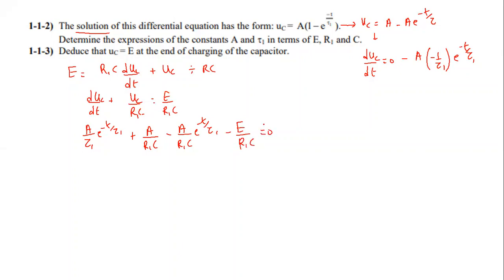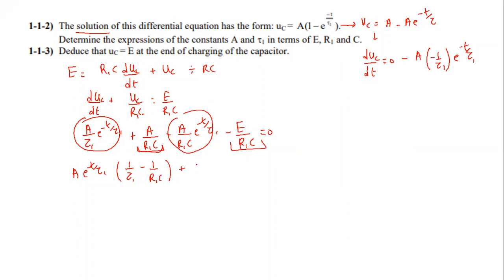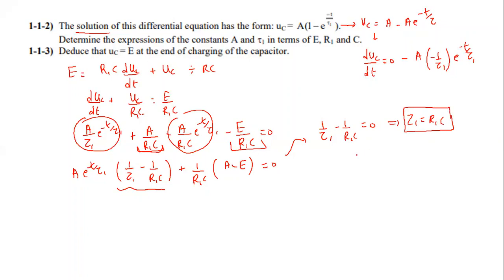And then we can take a common factor. First the terms with the exponential. This means e to the power minus t over tau1, and I have A as common factor. So we still have 1 over tau1 minus 1 over R1C. And the terms without the exponential: we have 1 over R1C times (A minus E). It equals 0. Now this part, 1 over tau1 minus 1 over R1C, is equal to 0, which means that tau1 is equal to R1C. It's the first unknown. The second one, A minus E, is equal to 0, which means that A is equal to E. So this is the second one.